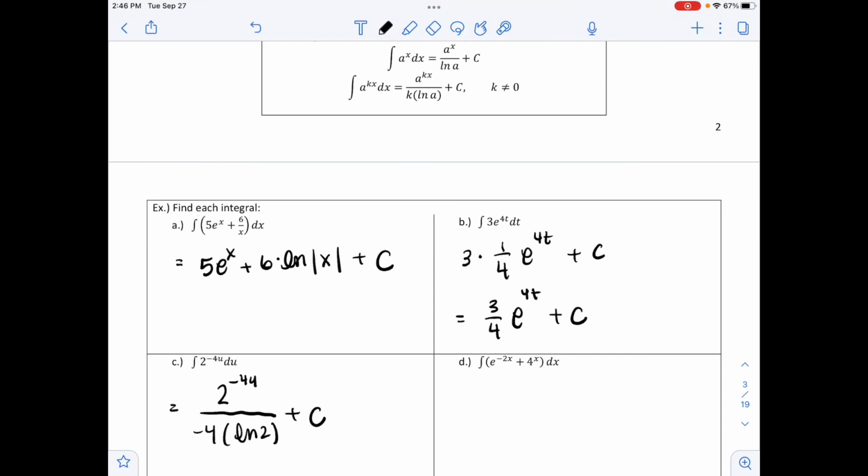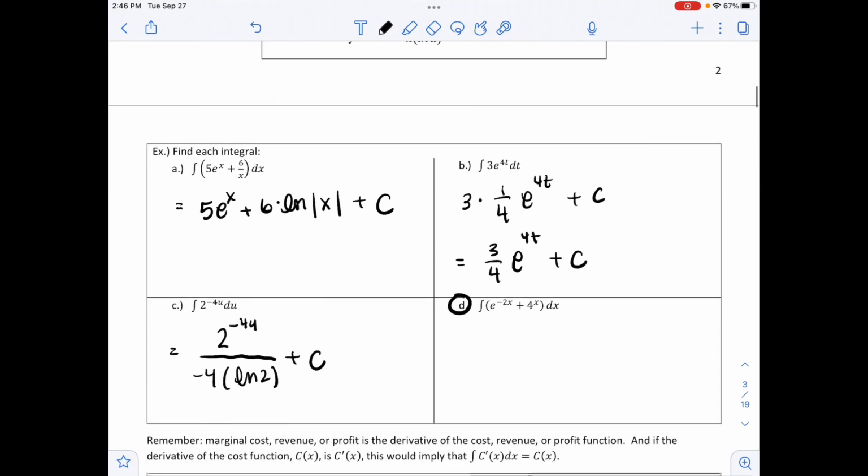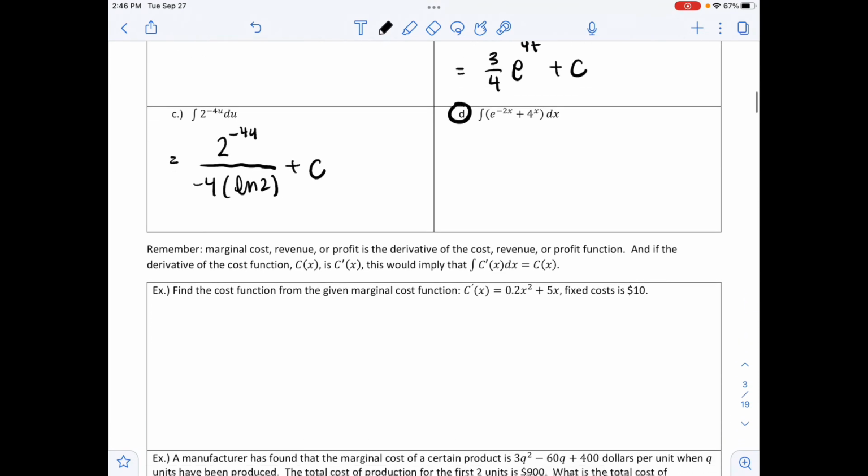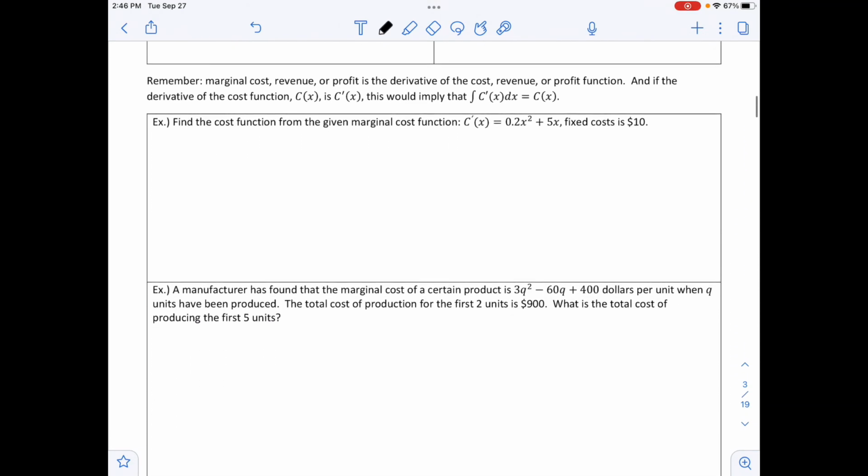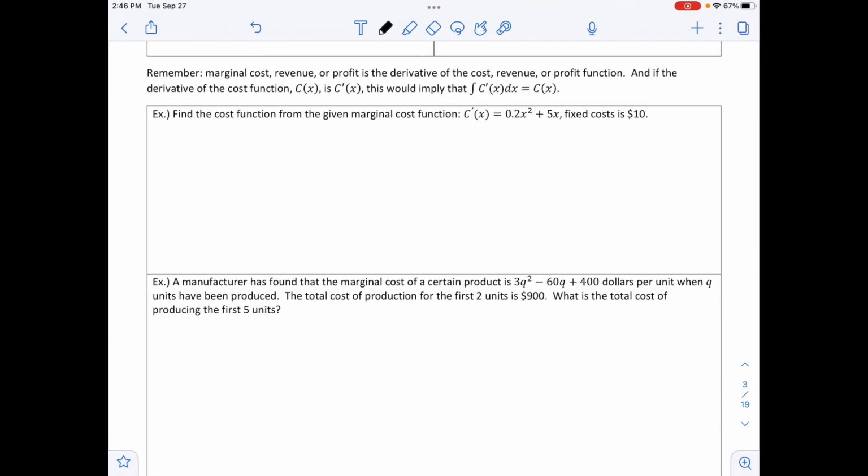D, I'm going to go ahead and circle, and we'll look at that one together in class. Remember, marginal cost, revenue, or profit is the derivative of the cost, revenue, or profit functions, and if the derivative of the cost function C of x is C prime of x, this would imply that the integral of our derivative C prime of x dx would be equal to our cost function.